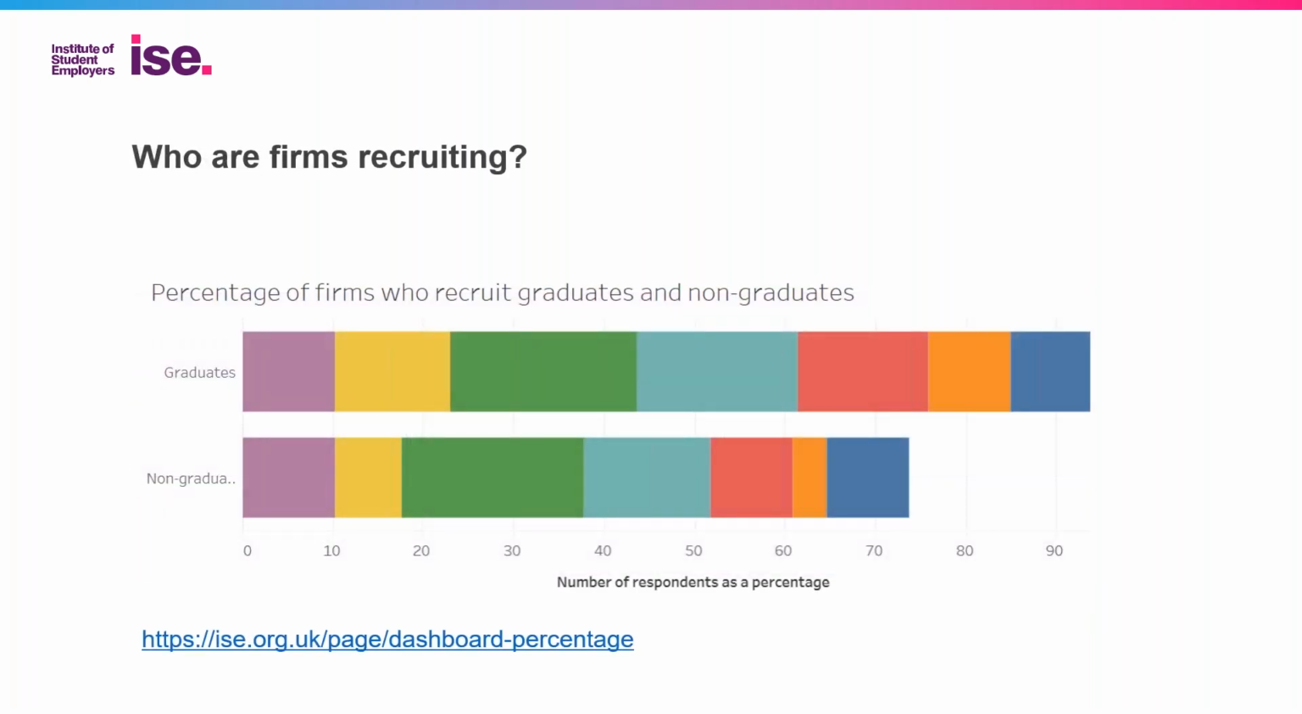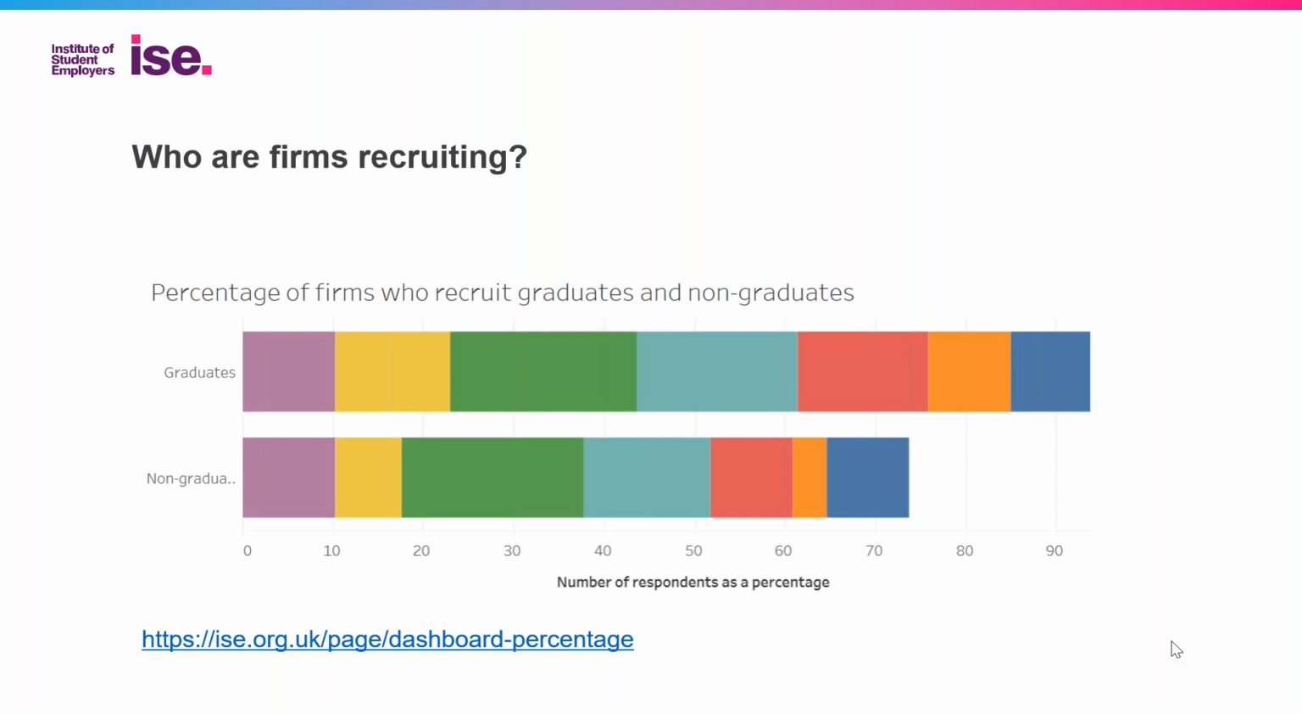So in this figure, I break down the number of firms who responded to our pulse survey at the beginning of the year, and we look at whether they were recruiting graduates or non-graduates. As you can see, pretty much all of them were recruiting graduates, and a slightly smaller chunk, about 75%, were recruiting non-graduates. This data is available on our website. We've got a series of interactive dashboards that allow you to look at the different data, particularly from the view of the sector. So this is an example of that.